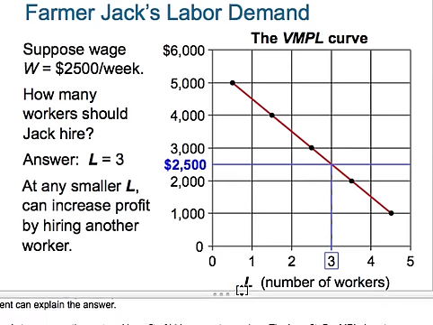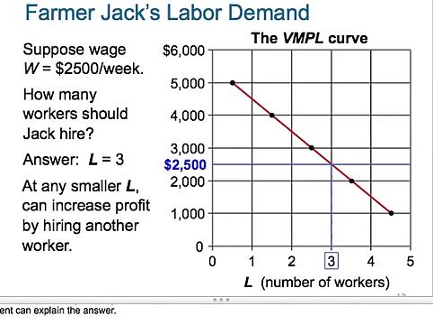Now suppose Jack has 4 workers, L equals 4. The value of marginal product of labor is less than W. In other words, the revenue from the 4th worker is less than the cost of that worker. So Jack can increase profit by hiring one fewer worker.